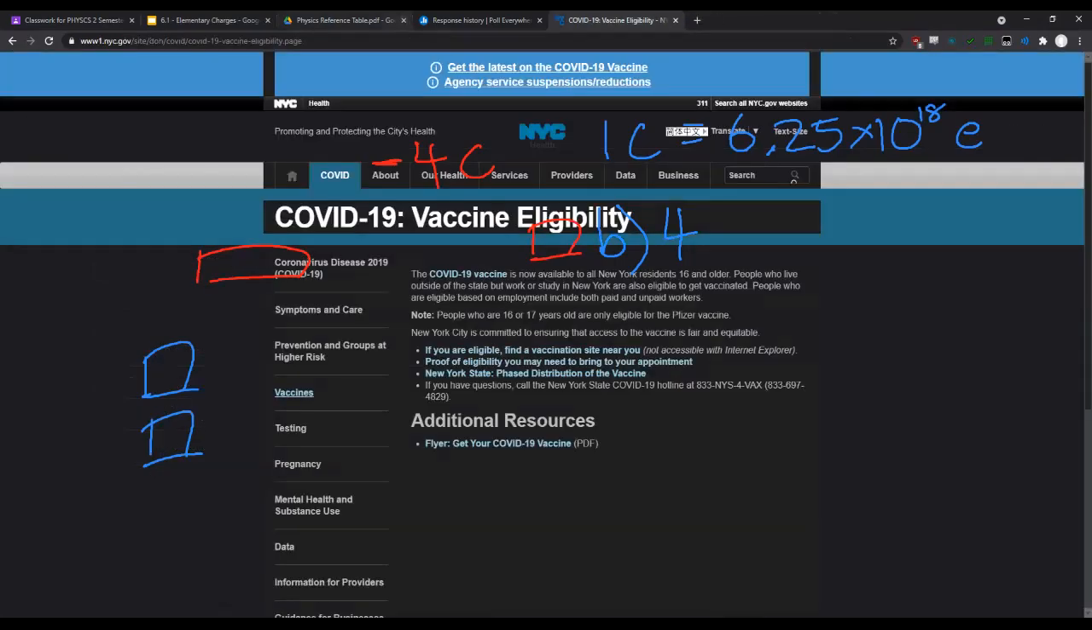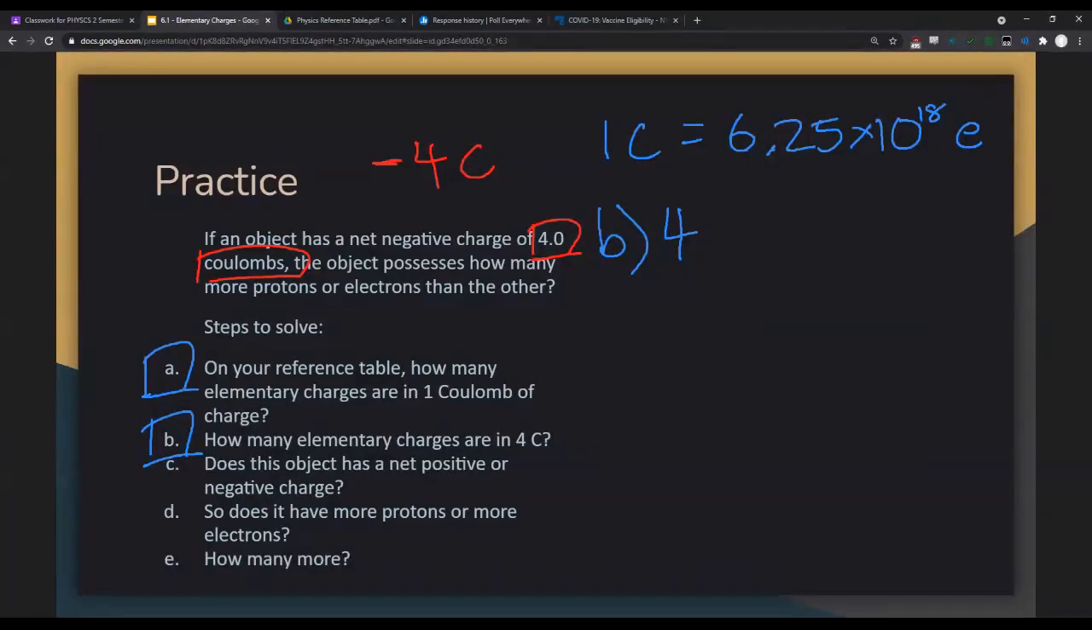You'll learn about amps later. So how many protons or electrons are in 4 coulombs of charge? Guys, if 1 coulomb of charge is this much, how much is 4 coulombs?